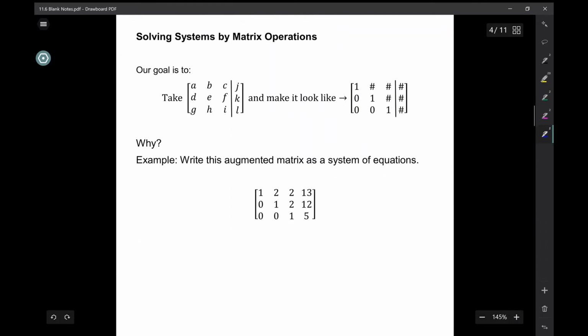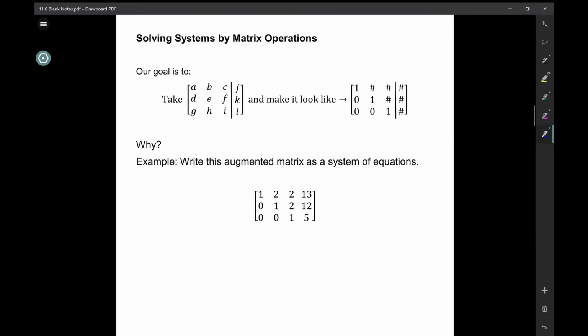We're going to learn how to solve a system of equations by using matrix operations. Our goal is to take a matrix that is full of numbers and make it look like this. This matrix is in reduced echelon form. Before I talk about how to get it in that form, let's talk about why we want that.